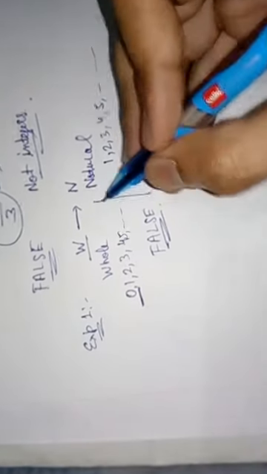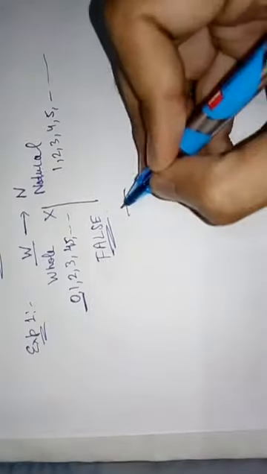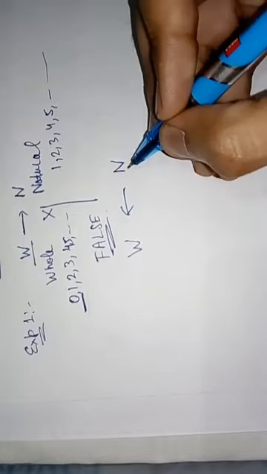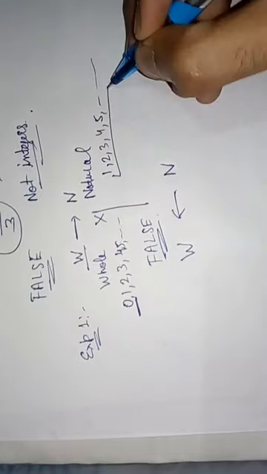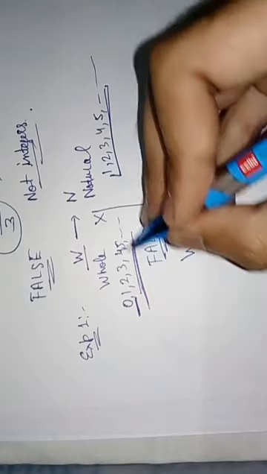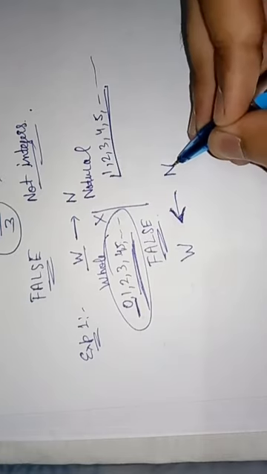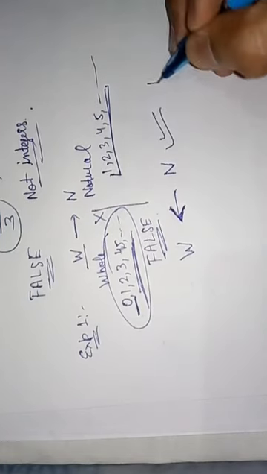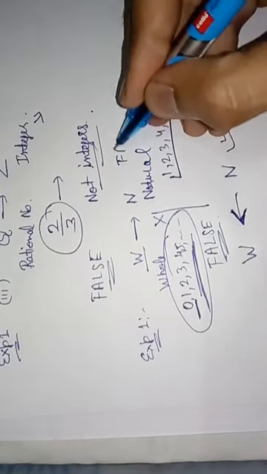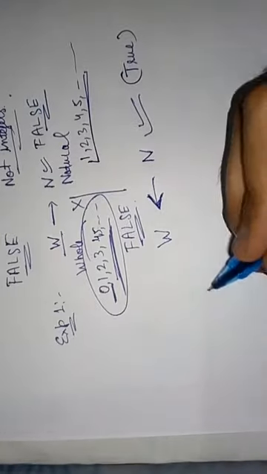All whole numbers are not natural numbers, because 0 is not there. So if you do the opposite, that all natural numbers are whole numbers, that is true. Why? Because all natural numbers are there in these whole numbers. Clear beta? From 1, 2, 3, 4, these all are contained in whole numbers. So if you are going in the reverse direction, natural to whole, then it is true. But if you are going from whole to natural, then it is false. Clear?